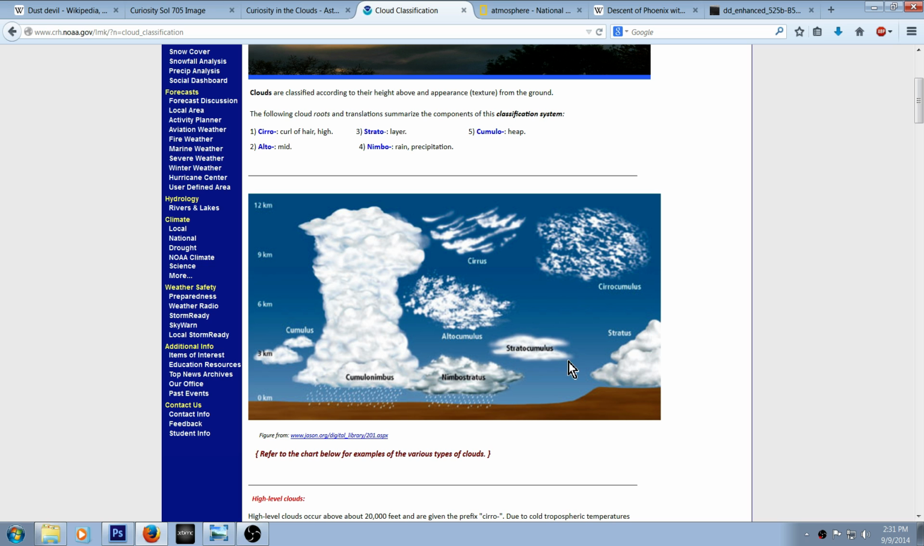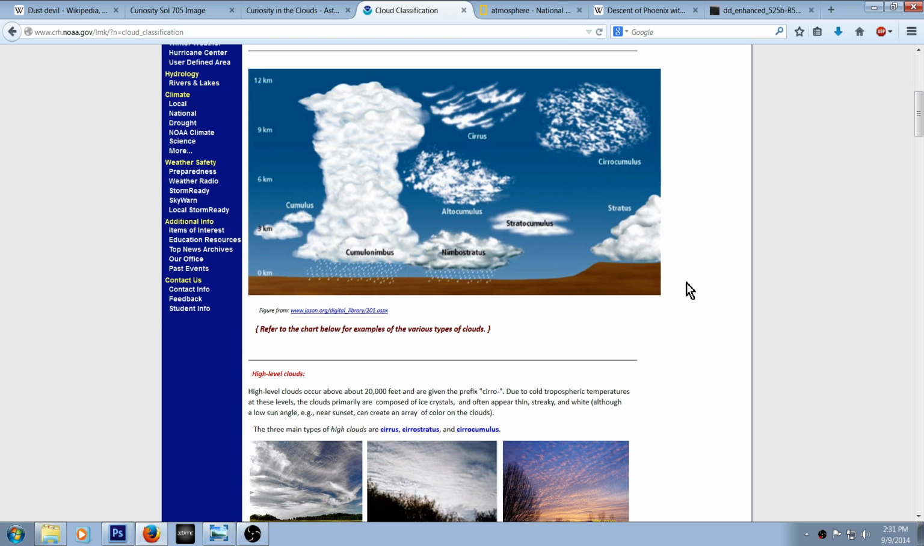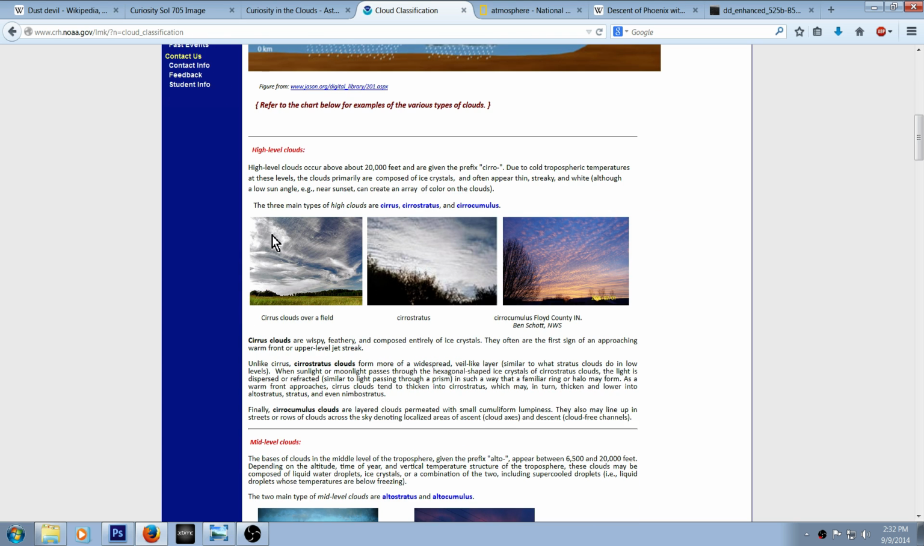here's a cirrus, cumulus, and you've got stratus, stratocumulus, and nimbostratus, and you've got altocumulus, and then cumulonimbus. These are the tall ones you usually get lightning storms and everything else from. And it'll tell you the height of them and where they'd be in relation to the ground. Of course, that has to do with the time of year and so forth. But right here, to me, that's what they look like. And then they thicken up, you can see right here, cirrostratus. Anyway, it says cirrus clouds are wispy, feathery, and composed entirely of ice crystals. They are often the first sign of an approaching warm front or upper level jet streak or jet stream, as we know it.